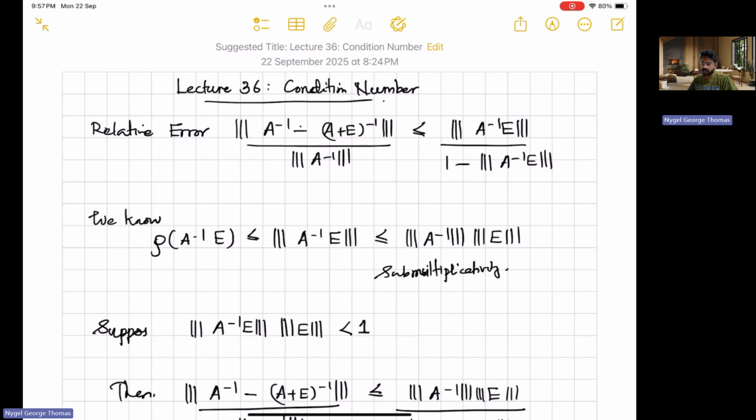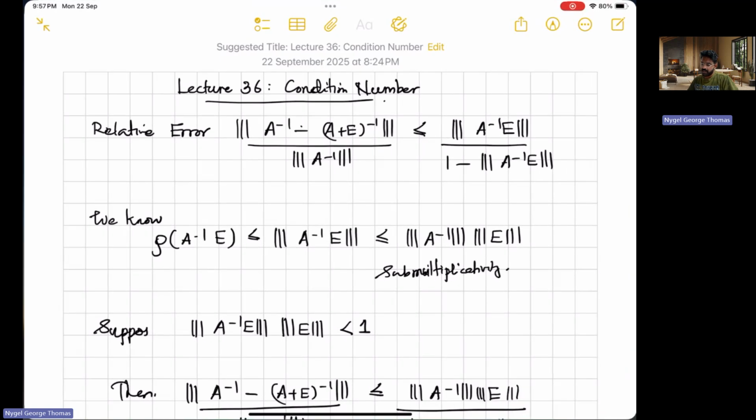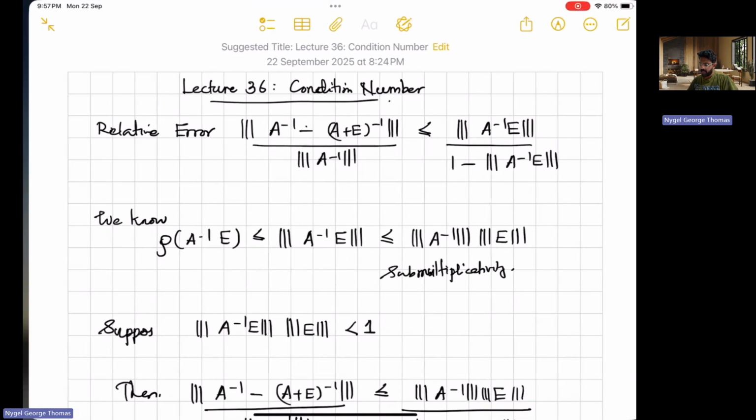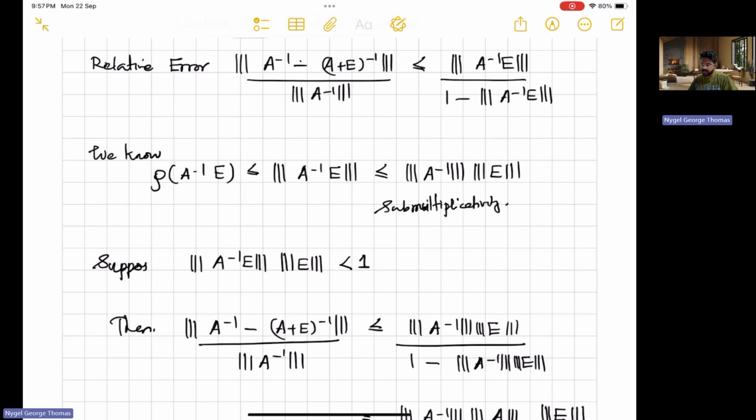divided by the matrix norm of A inverse. It is less than or equal to norm of A inverse E over 1 minus norm of A inverse E, where we saw that this matrix norm of A inverse E is less than 1. Fine. So we've already seen this. We've seen that the assumption was that the spectral radius of A inverse E is less than 1. Also, the norm of A inverse E is less than 1. So under these assumptions, we have derived the above expression.